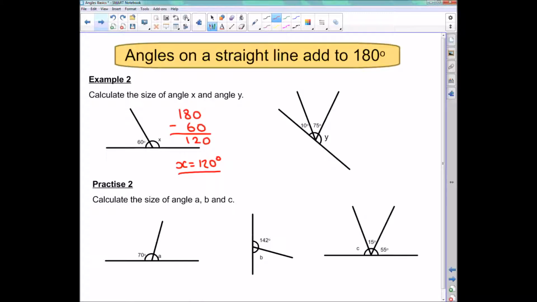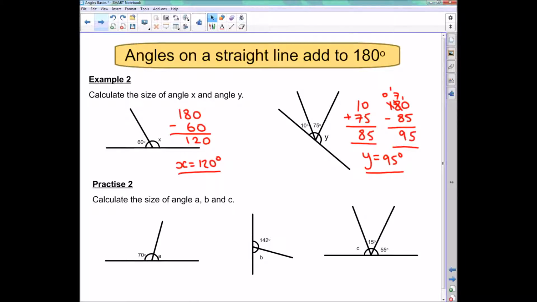Okay, likewise, if you've got more than one angle, so here in the second example for Y, I've got 3 angles that are going to add to 180. So I'm going to start by adding up the two angles that I've been given, again using the column method. 0 and 5 is 5, 1 and 7 is 8. And now what I'm going to do is take that value away from 180. So borrowing, 10 take away 5 is 5. Again, I've got to borrow. 17 take away 8 is 9. So that means Y is 95 degrees.